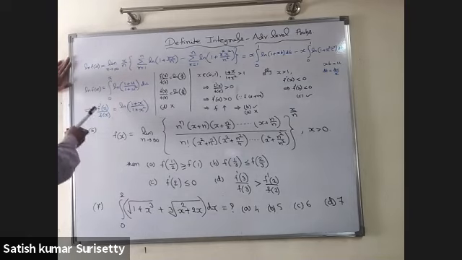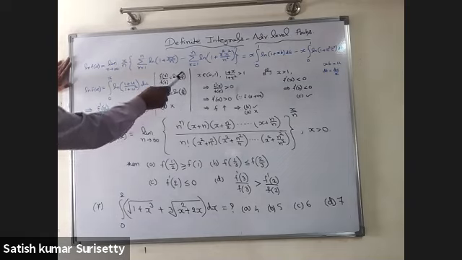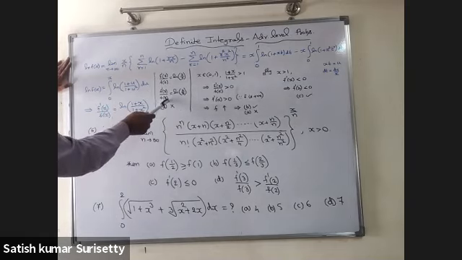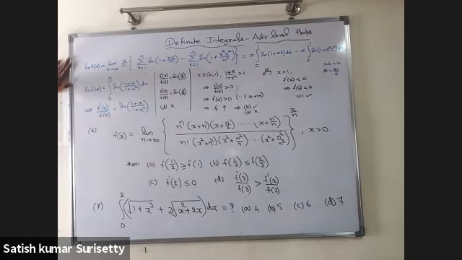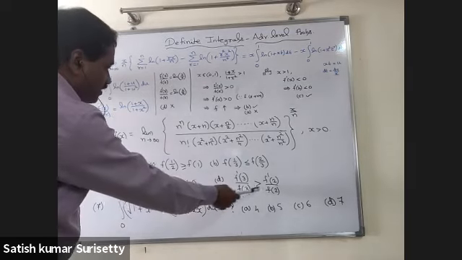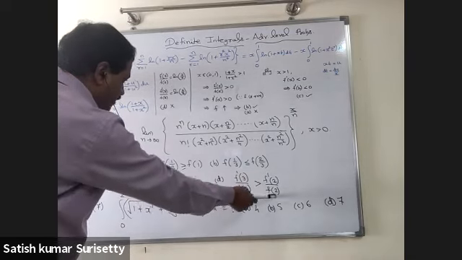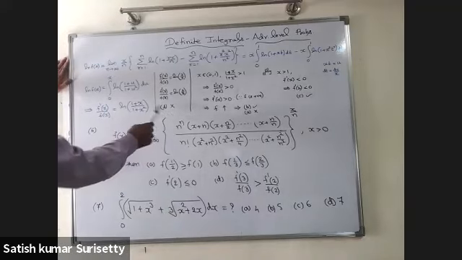Now in this, if I take x equal to 2 and 3, f dash of 2 upon f of 2 is log 3 by 5, and f dash of 3 upon f of 3 is log 2 by 5. Log 2 by 5 is less than log 3 by 5. But in the fourth option, f dash of 3 upon f of 3 is greater than f dash of 2 upon f of 2. So that means the fourth option is wrong.